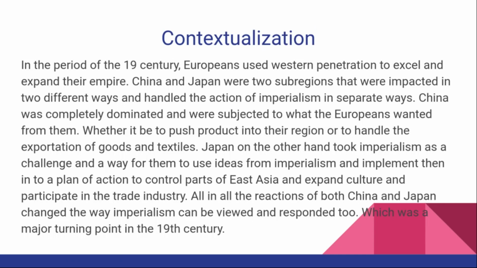Japan, on the other hand, took imperialism as a challenge and a way to use ideas from imperialism and implement them into a plan of action to control parts of East Asia, expand culture, and participate in the trade industry. All in all, the reactions from both China and Japan changed the way imperialism can be viewed and responded to, which is a major turning point in the 19th century.